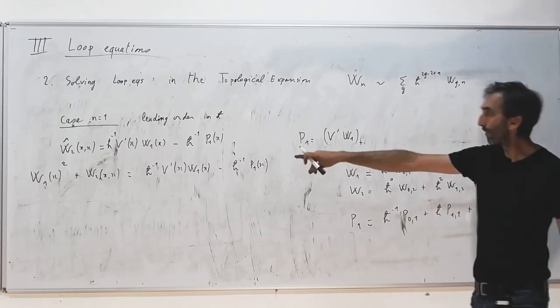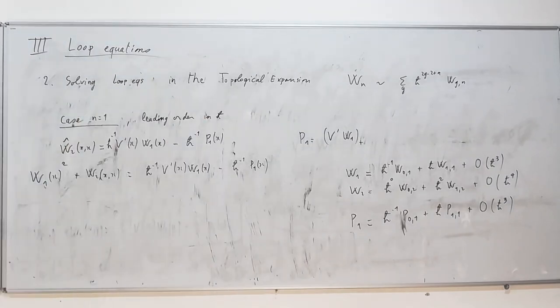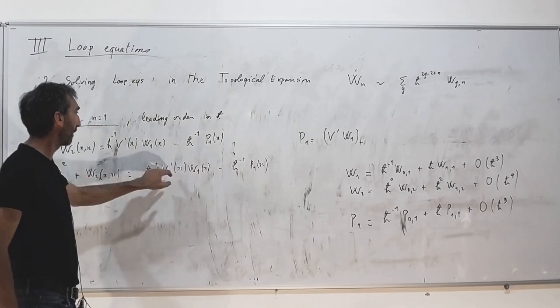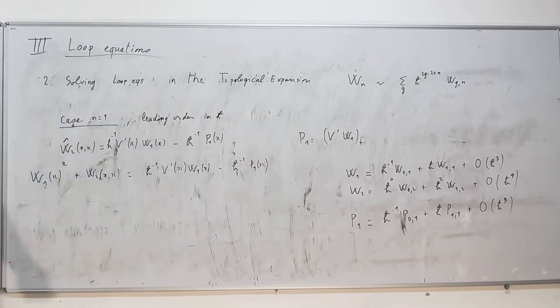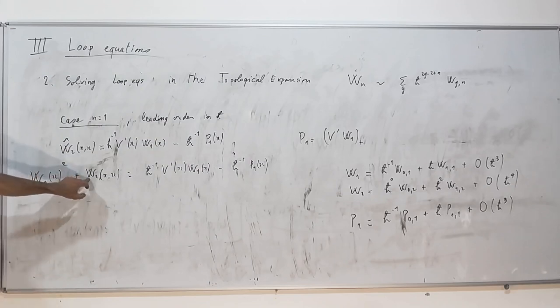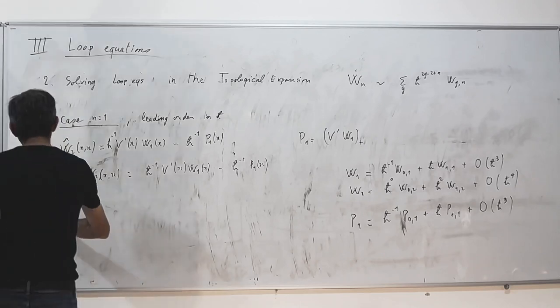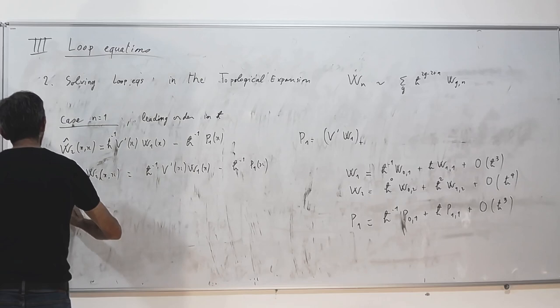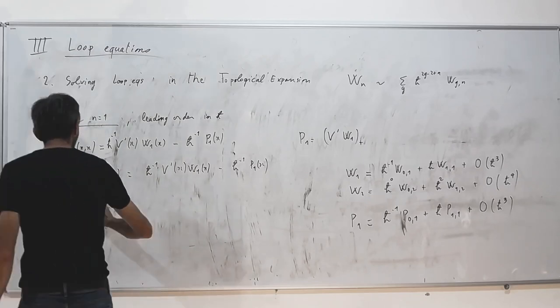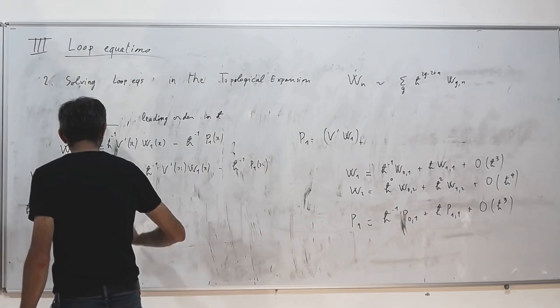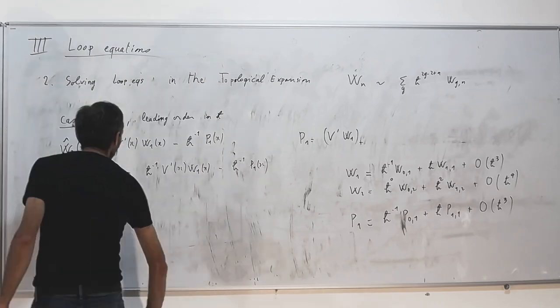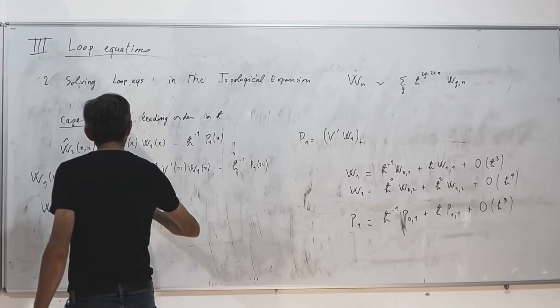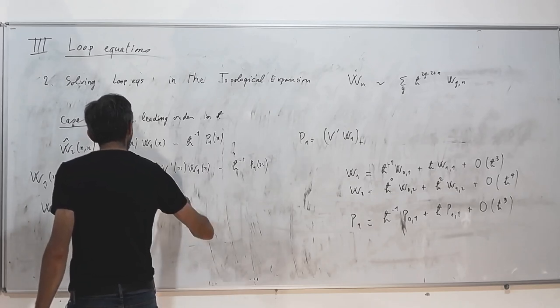Let's put all this in the equation. And you see that the leading term is the one with h bar to the power minus 2. For example, W1 squared has an h bar to the power minus 2. And h bar inverse times W1 is also of order h bar to the power minus 2. But this term is of order h bar to the power 0. So you don't see it to leading order. So to leading order, you get that h bar to the power minus 2, W0,1 of x squared equals, let me just write the coefficient, V prime of x W0,1 of x minus P0,1 of x.